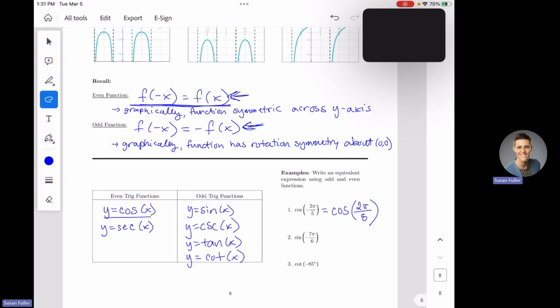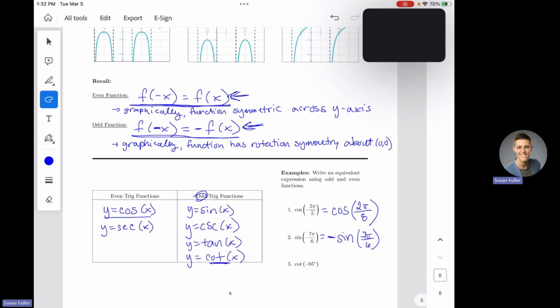How about the next one? The sine of negative 7 pi over 6. Well, sine is odd. So since sine is odd, I'm going to use this definition of an odd function. The negative moves from the inside to the outside, which means the sine of negative 7 pi over 6 is negative sine of positive 7 pi over 6. So that negative moves from the inside to the outside. That's kind of what an odd function does algebraically.